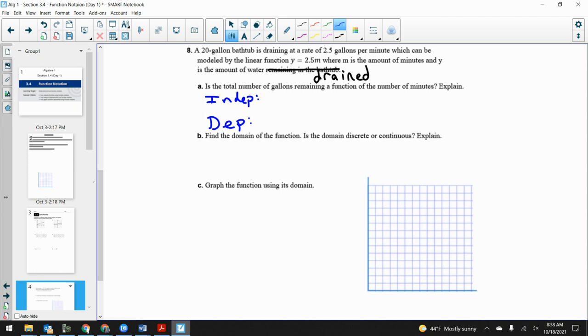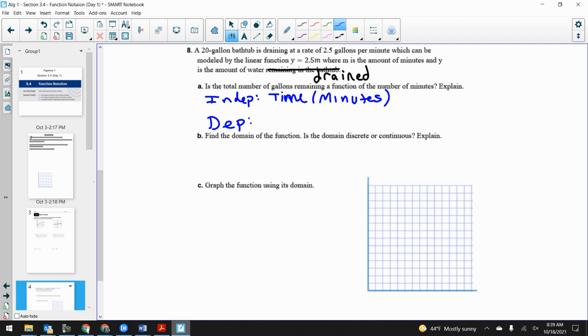Independent variable. What is my independent variable in this case? What is going into the equation? Is the independent variable how much time? Good. It's time. The number, time, or the amount of minutes, right? If you wrote the amount of minutes, that's fine too.